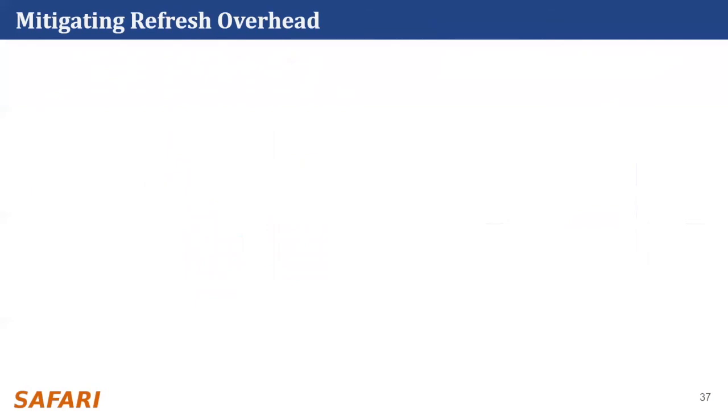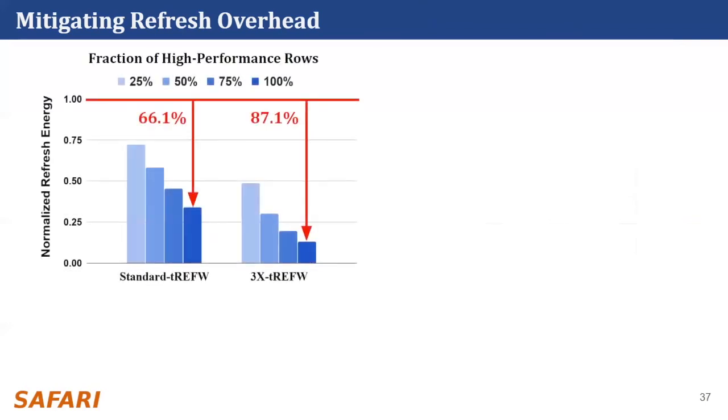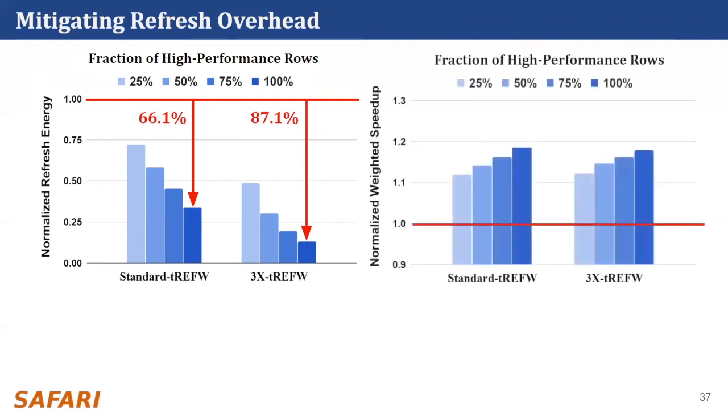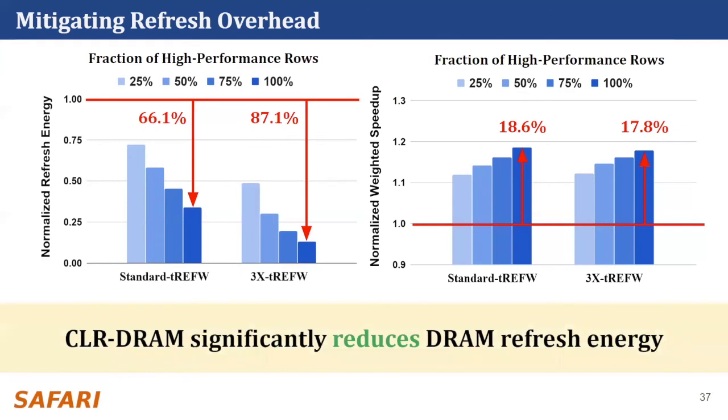High-performance mode rows in CLR-DRAM could mitigate the DRAM refresh overhead by both reducing the refresh latency and the refresh rate. First, we observed that only reducing the refresh latency in CLR-DRAM already saves DRAM refresh energy by 66.1% on average for multi-core workloads. If the refresh rate is reduced by 3x, which our SPICE simulation showed is possible, CLR-DRAM could save DRAM refresh energy by 87.1%. Doing so still achieves an average speedup of 17.8% for multi-core workloads. We conclude that CLR-DRAM significantly reduces DRAM refresh energy.